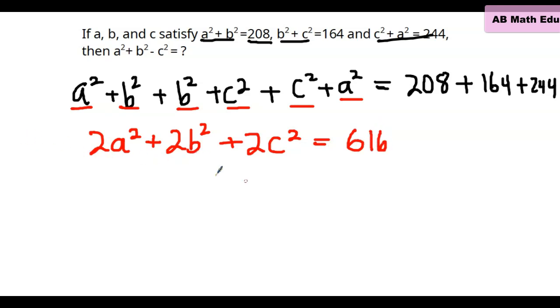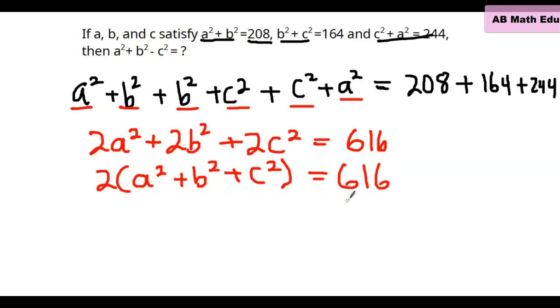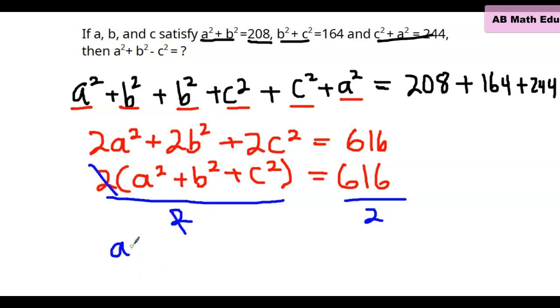So we have 2 everywhere, so we can factor the 2 out. We got a squared plus b squared plus c squared must be equal to 616. Now we divide both sides by 2. Divide here by 2. Divide here by 2. And this goes away. We got a squared plus b squared plus c squared must be equal to 308. Okay, we are making headway.